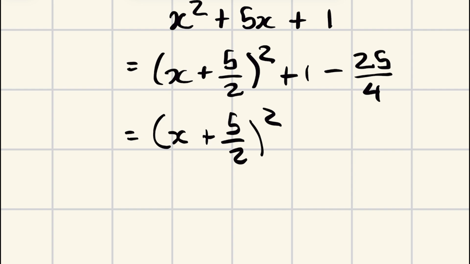What's 1 minus 25 on 4? So keep in mind 1 is basically the same as 4 on 4. So what's 4 minus 25? It's 21.